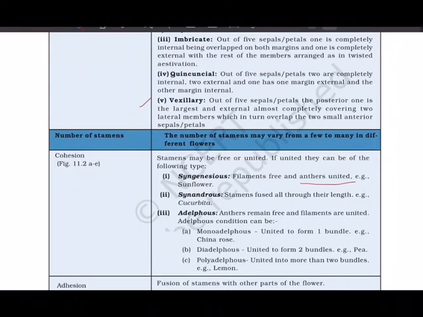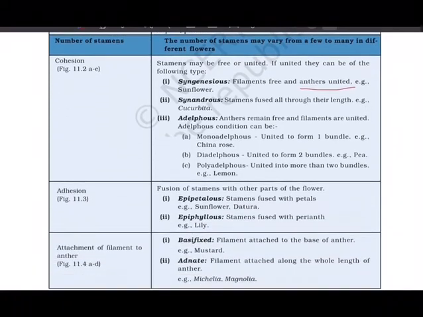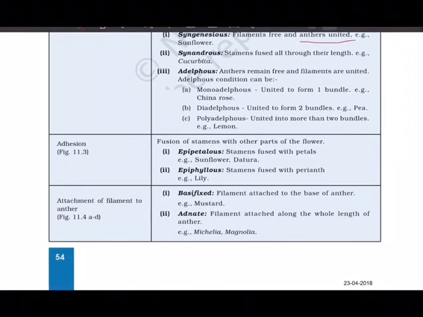Adelphous condition can be monadelphous. Mono means single, united to form one bundle, like China rose. Diadelphous, united to form 2 bundles, like in green pea, matar. Poly means many, polyadelphous: united into more than 2 bundles. Example, lemon.